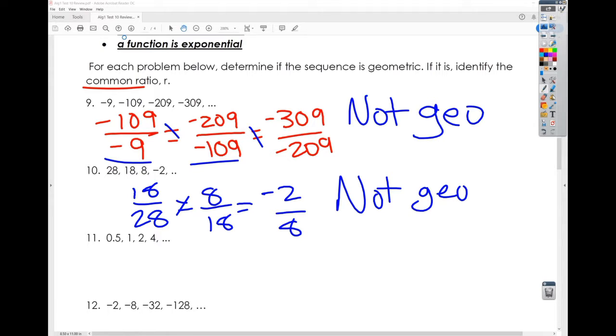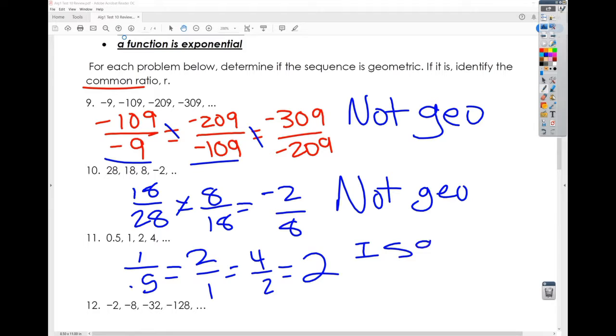Moving to problem number 11. Is 1 over 0.5 equal to 2 over 1? And is that equal to 4 over 2? In this case, you are going to find that each one of these ratios is equal to 2 in its most reduced form. And therefore, this is geometric. And the common ratio is 2.